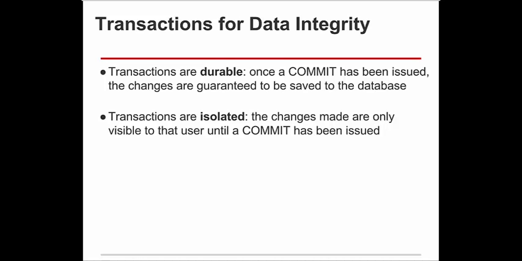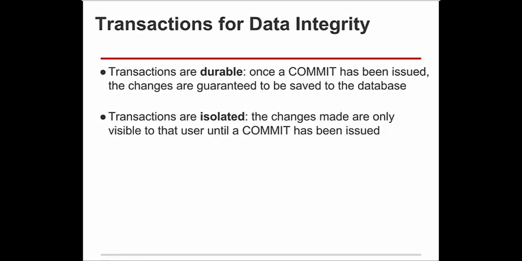Transactions are important for data integrity. Why do we say this? When we talk about data integrity, we're talking about the assurance of valid data. Well, transactions are durable. Once you've issued a commit, those changes are guaranteed to be saved to the database. If you don't issue a commit, they're not saved.